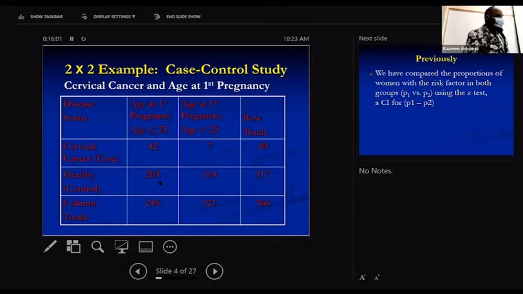And when you look at 203, that is those who had their pregnancy early and are healthy. That's the control. They didn't develop cancer. And 114 as well from those who had pregnancy after the age of 25 that are also healthy. Now, this result is basically from a survey.